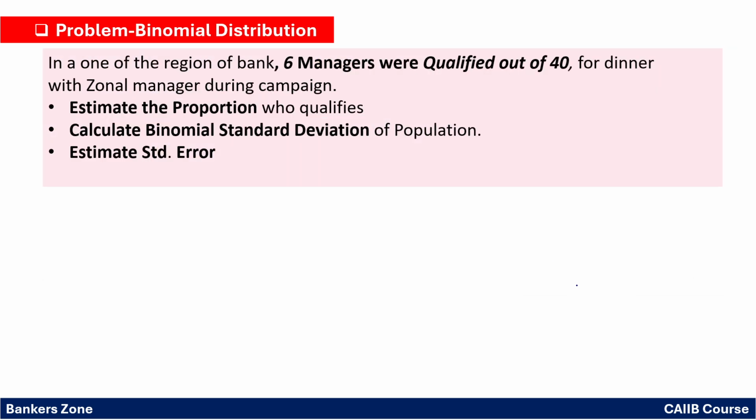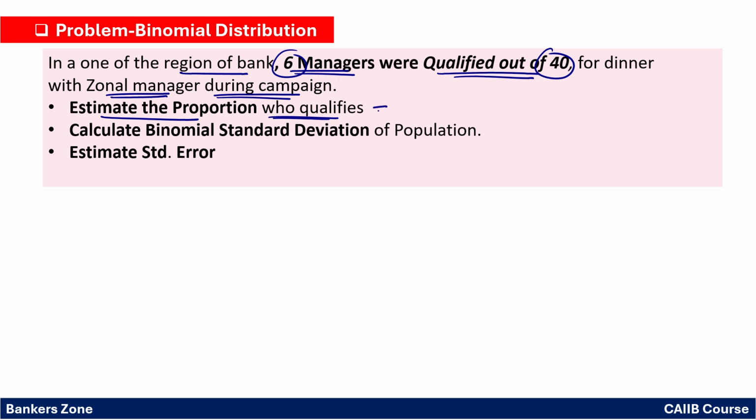See the problem, and we will get the idea. In one region of the bank, there were 6 managers qualified out of 40 managers for dinner with the zonal manager. So in one region there are 40 managers. Out of that, only 6 were qualified for the dinner with the zonal manager during the campaign. Now we have to identify the proportion of the qualified.